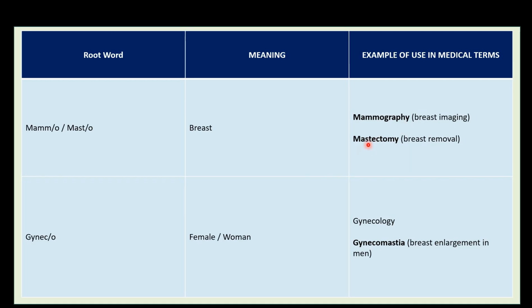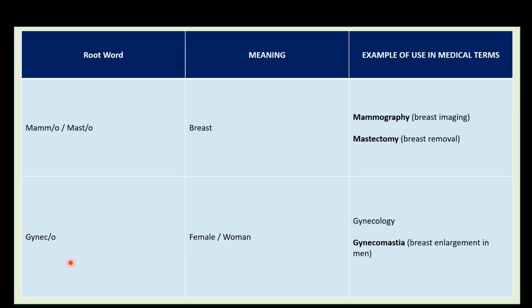Now the next example is mastectomy. Now we know about the suffix ectomy, which is related to the surgical removal of something, right? So here mast means breast, and mastectomy is the surgical removal of the breast. Clear? Fine.